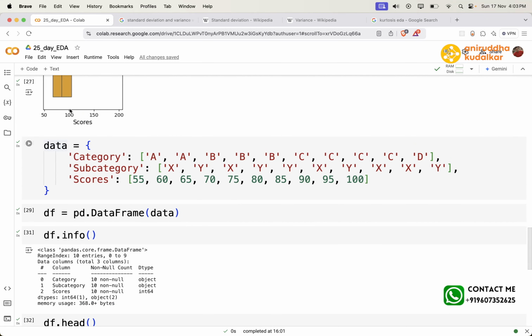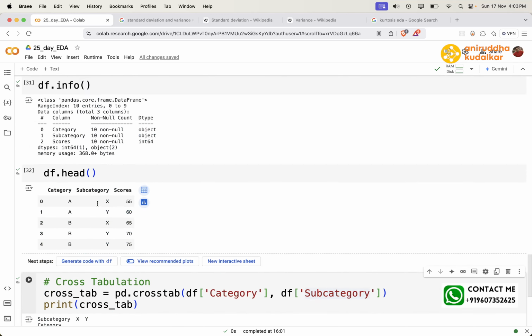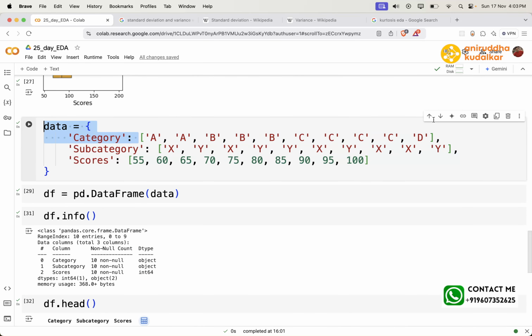What does the cross tabulation give you? The relationship between category and the subcategory. And similarly, it has done for A, B, C, D. How many categories are there? 4 categories, A, B, C, D. They are distributed, right? Subcategories X and Y, they are distributed.